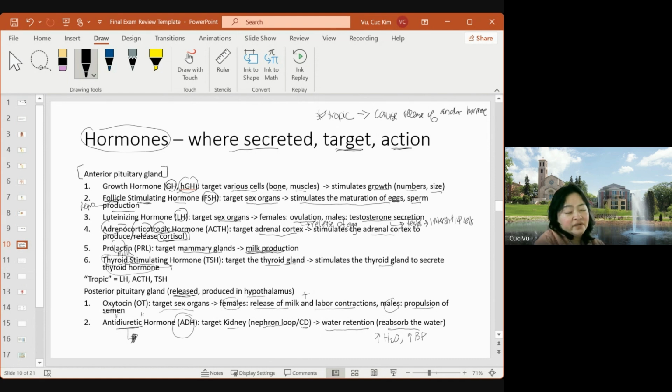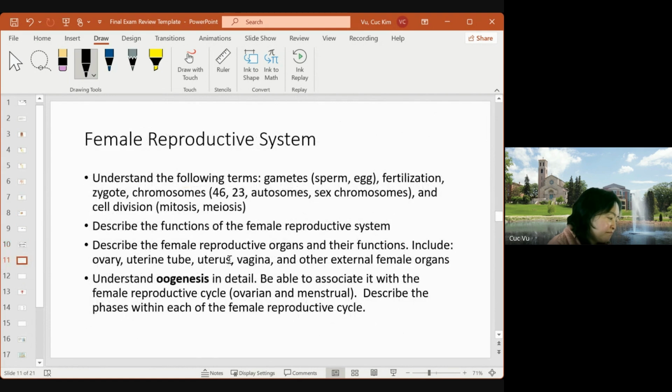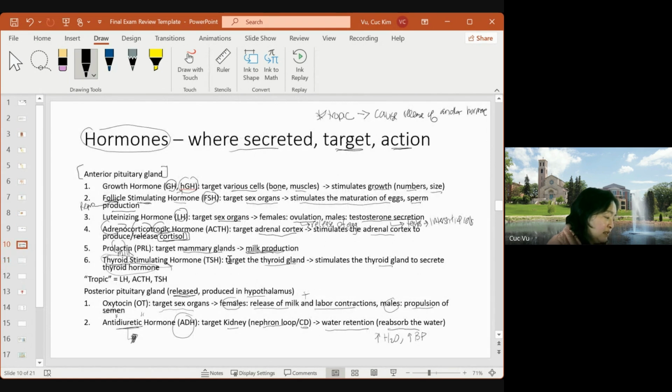So you would do this with all the hormones. Just kind of go through, we went through the main ones, right? The anterior pituitary gland and the posterior pituitary gland. And then you would do the exact same thing with the thyroid gland. You do the same thing with the adrenal gland, the pancreas, and so on. Okay? And again, the same thing.